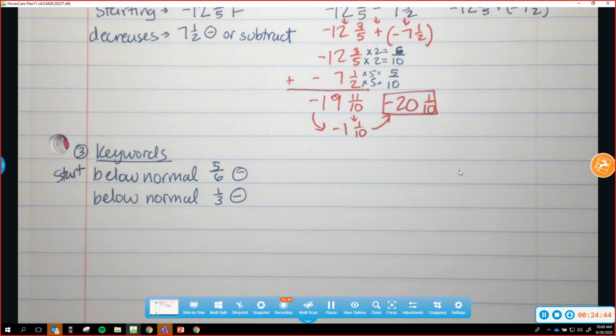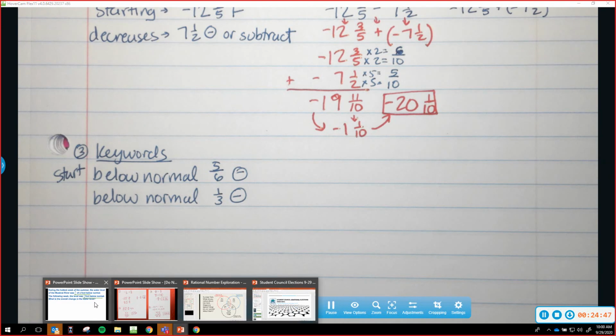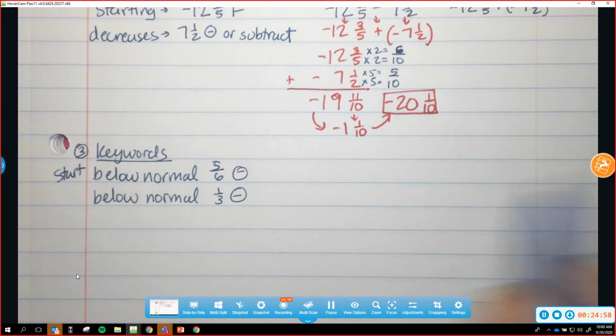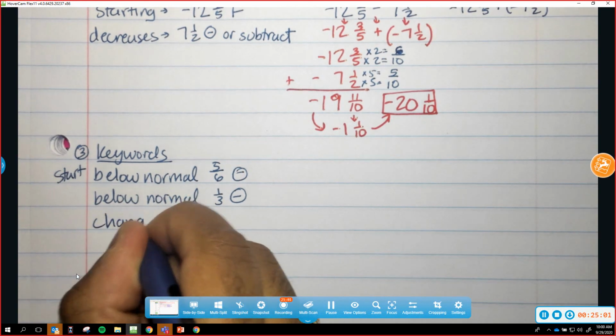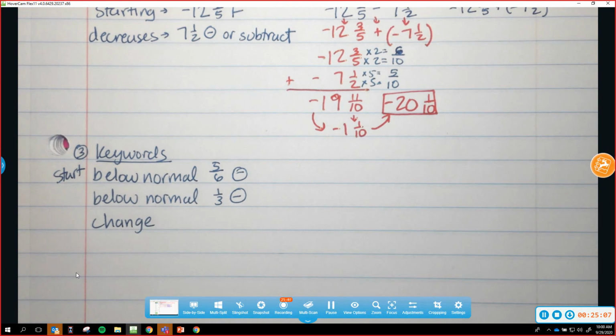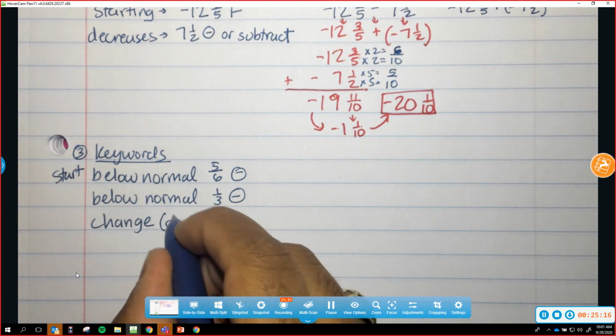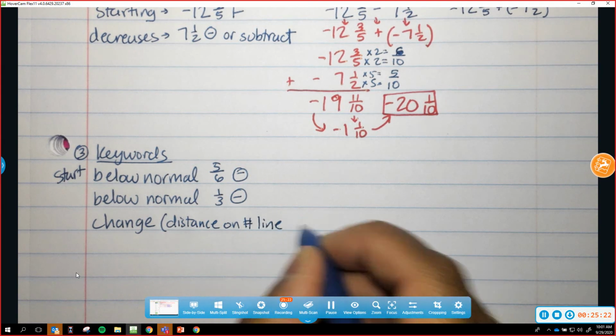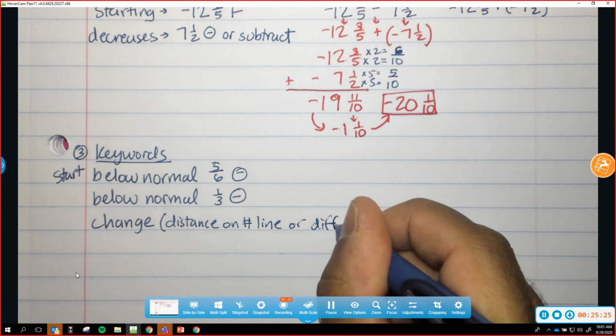Alright, so now there's one more keyword. What's our last kind of keyword we might notice in here, Aman, maybe to help us understand what type of problem we need to do? What is the overall change in the water level? Awesome, because we're looking for the change, okay? Change means kind of the distance between those two numbers on a number line, right? How am I going from negative 5/6 all the way to negative 1/3? So you can think about that as distance on a number line. Or you can think about it as the word difference.